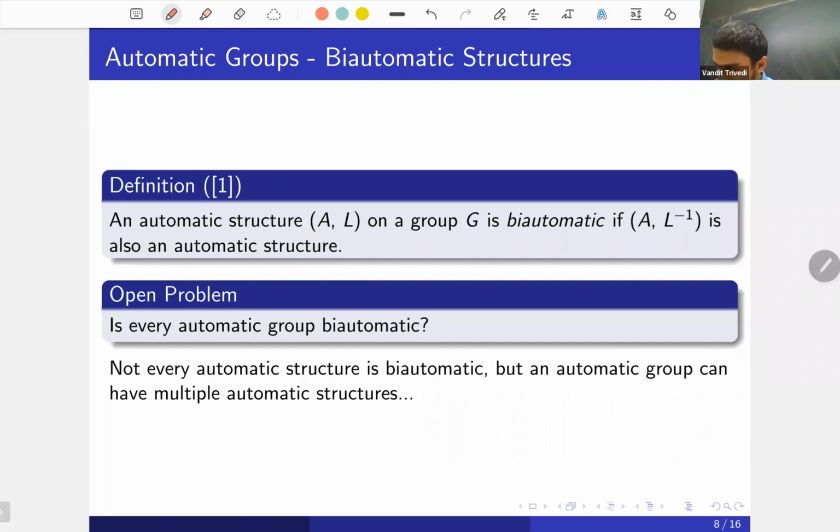So this is something I had in the abstract for my talk. There's an open problem. We know certain groups that are automatic, but we don't know whether every automatic group is also biautomatic. And what complicates this is that not every automatic structure is biautomatic. In other words, I can find a language along with a generating set that's automatic, but is not biautomatic. And there may be multiple automatic structures on a group. And so that's one of the things that makes this problem a bit challenging. But that's all I'm going to say about that open problem.